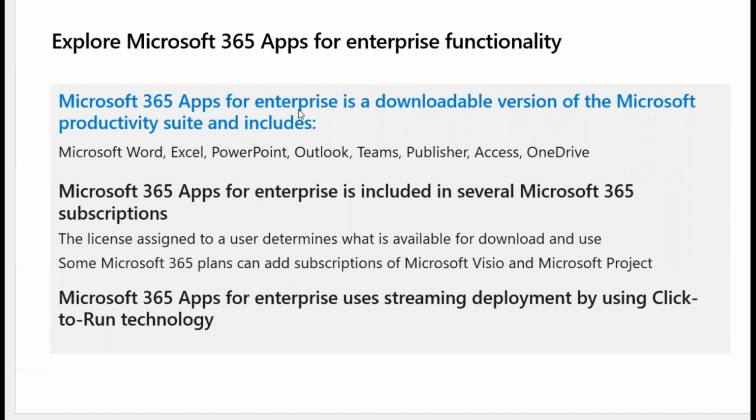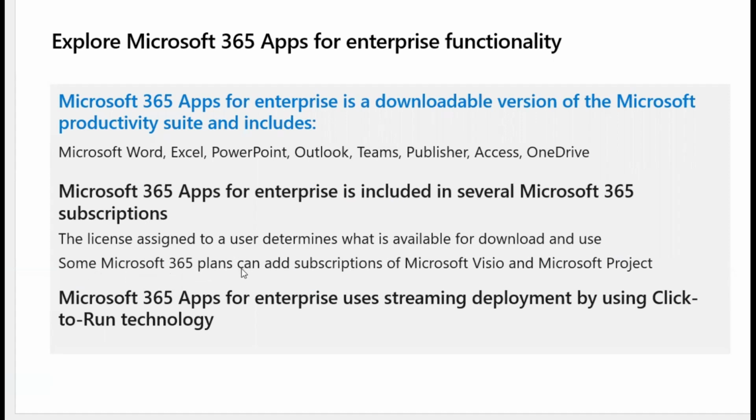So Microsoft 365 apps for enterprise is a downloadable version of the Microsoft productivity suite, including Microsoft Word, Excel, PowerPoint, Outlook, Teams, Publisher, Access, OneDrive. All these apps you'll be able to download to your devices. Microsoft 365 apps for enterprise is included in several Microsoft 365 subscriptions. The license assigned to a user determines what is available for download and use.